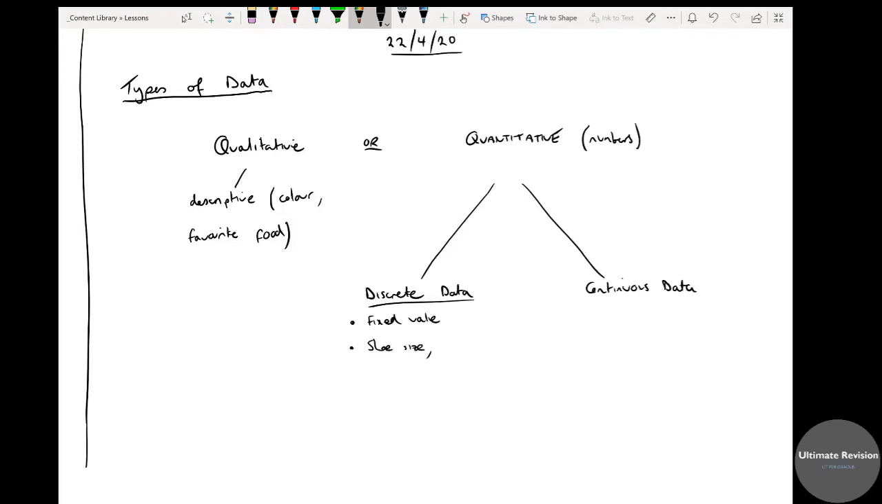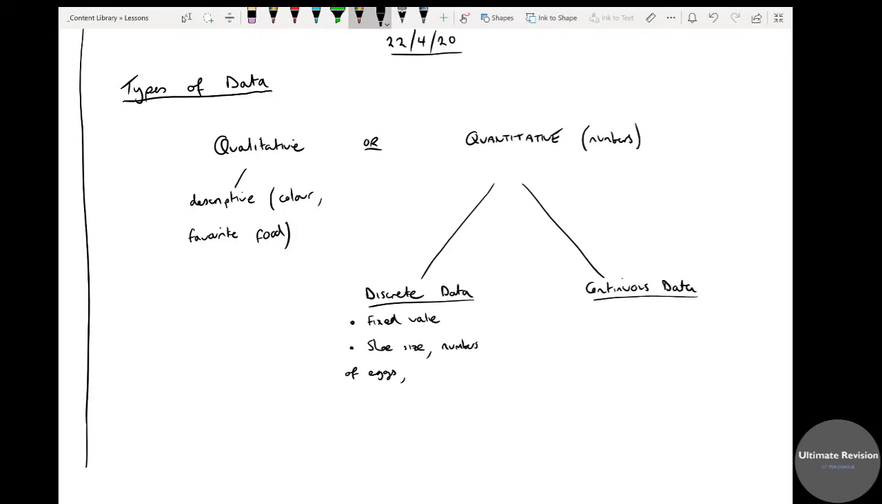What else could discrete data be? It might be number of eggs, something like that. Something with a specific whole number, or half if it's a shoe size, but specific things.